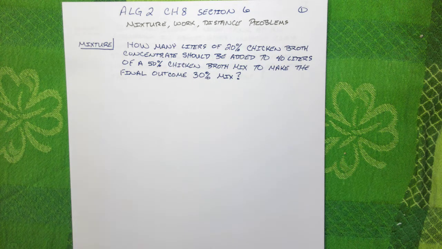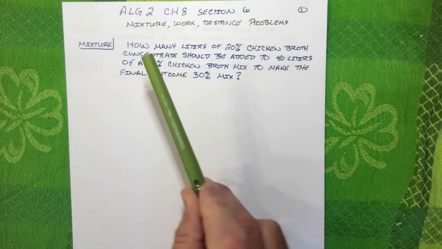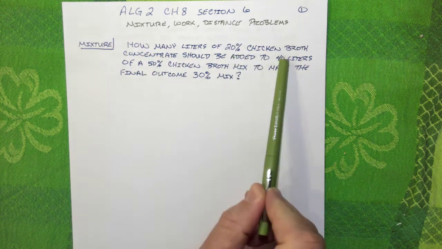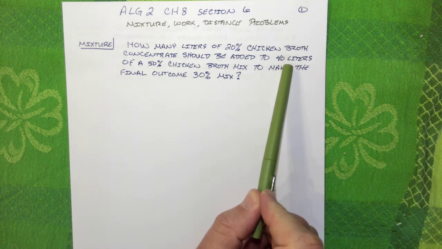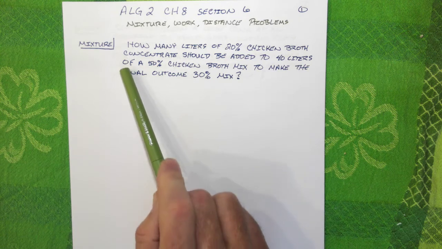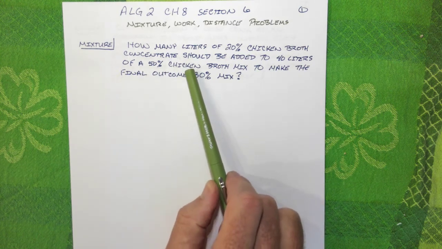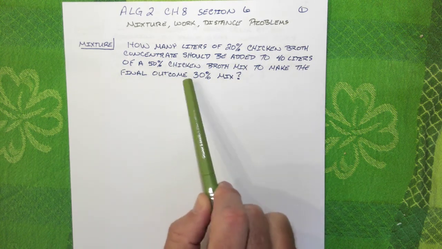So let's start. I'll start with a mixture problem here for you. How many liters of a 20% chicken broth concentrate would be added to 40 liters? That's how much we have. And it's 50% chicken broth mix to make the final outcome 30%.